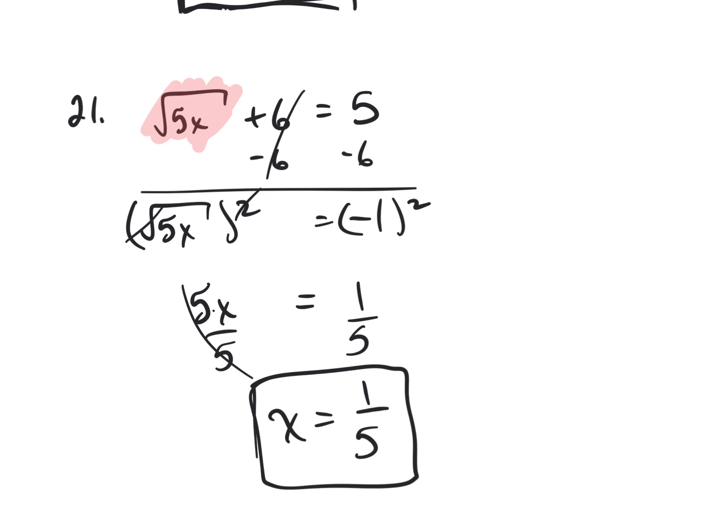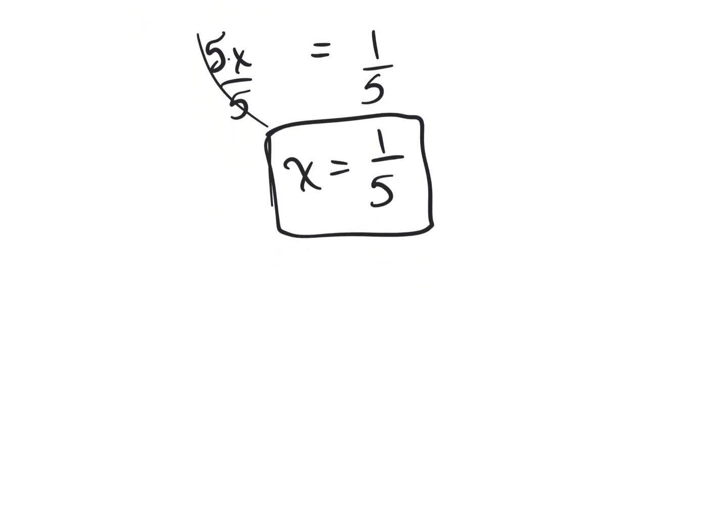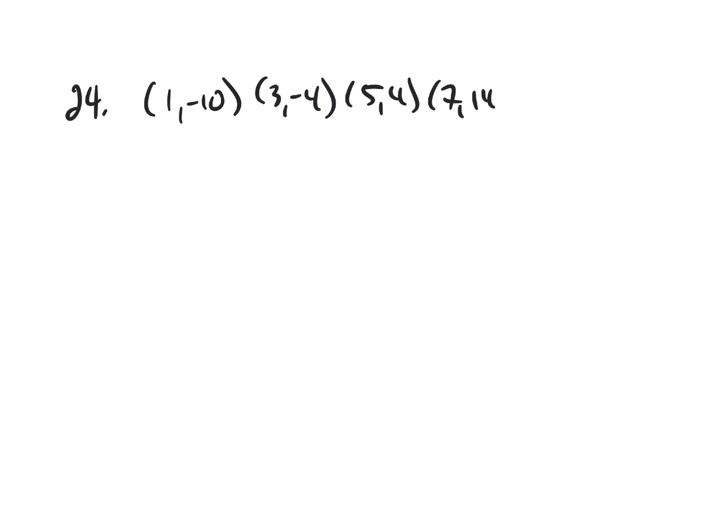Alrighty. Next, we'll move on to the questions for section 4. The problem in your review that you have to do first is number 24. In number 24, what we give you is the ordered pairs: 1, negative 10; 3, negative 4; 5, 4; 7, 14; and 9, 26. So this is the original set of ordered pairs.